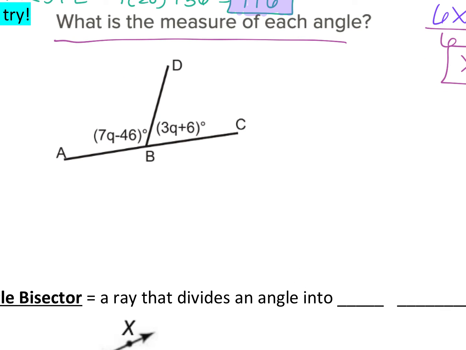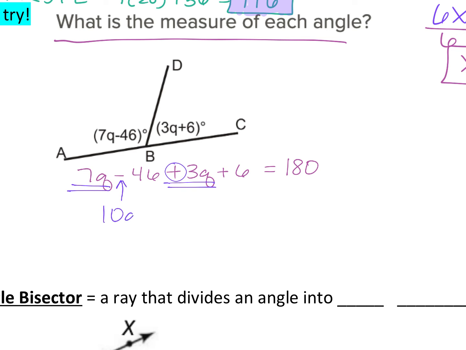Okay, let's take a look. So you're adding them together. 7Q minus 46 plus 3Q plus 6, and setting them equal to what? 180. It's a straight line. Okay, so set it equal to 180. Then simplify. So 7Q plus 3Q. Make sure you're using the sign in front of the number, not the one that's right behind the first number, right? We're not using the minus there. 7Q plus 3Q would be 10Q.